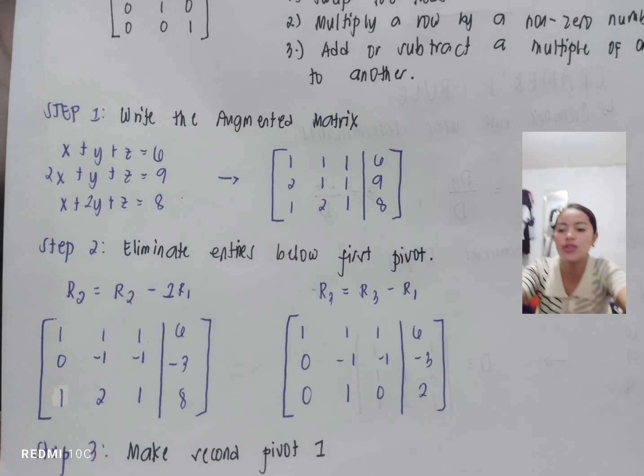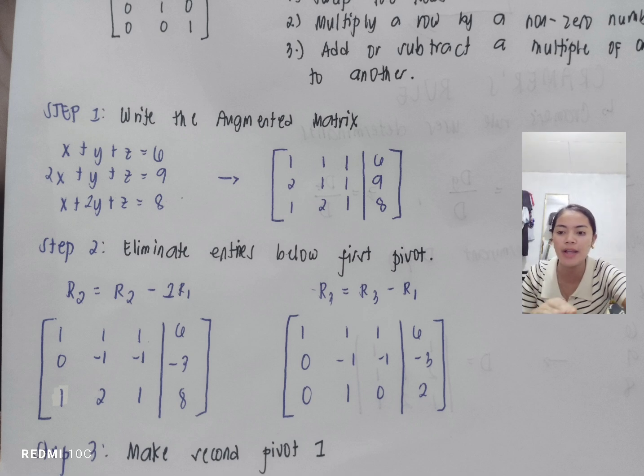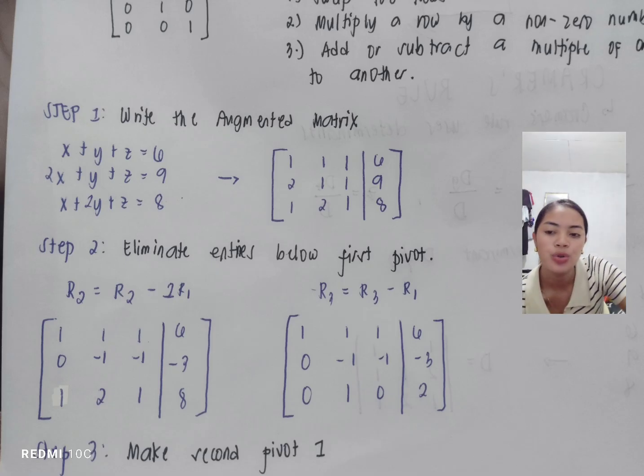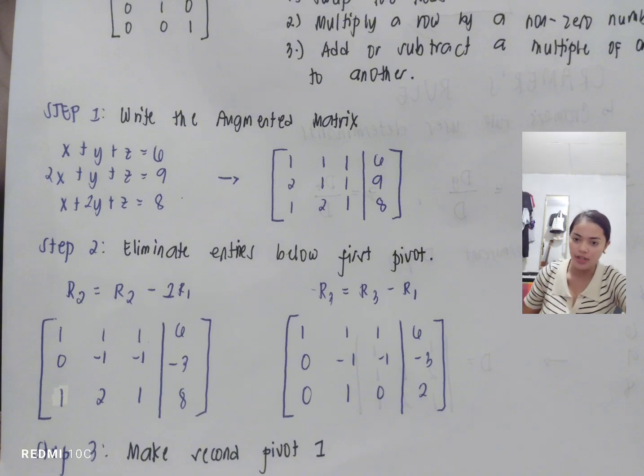So here, to get row 2, we need to deduct row 2 from 2 multiplied by row 1. So we have now 1 1 1 6 and 0 negative 1 negative 1 negative 3 and 1 2 1 8. Now how did we do it? We just simply multiply first the 2 to row 1, and after getting the answer, we need to deduct row 2 from the answer. Okay?